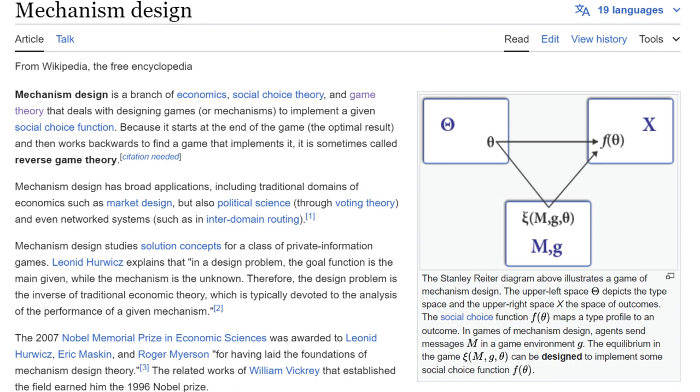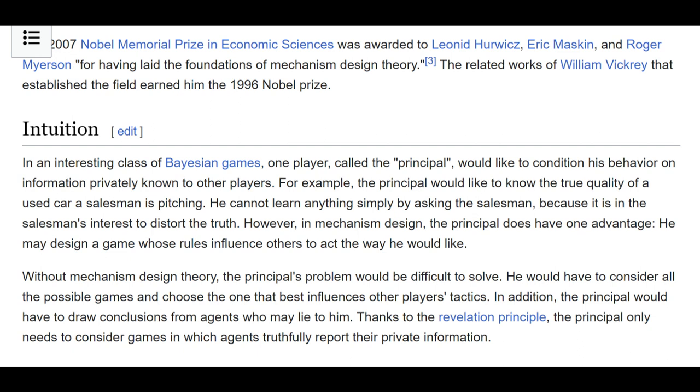The 2007 Nobel Memorial Prize in Economic Sciences was awarded to the pioneers of mechanism design.